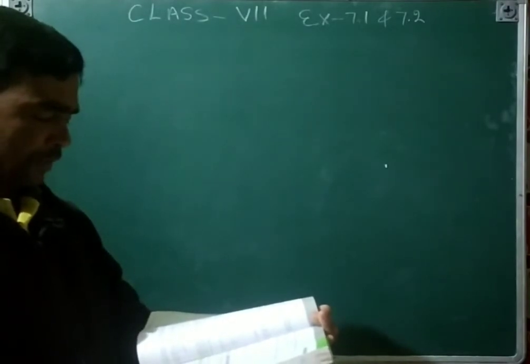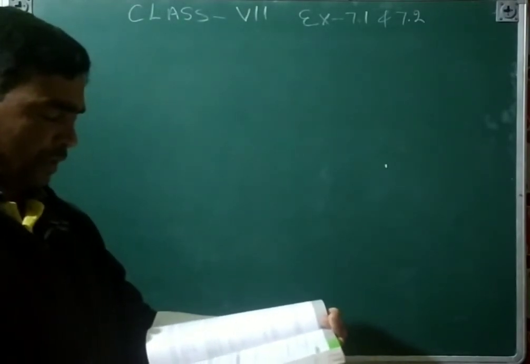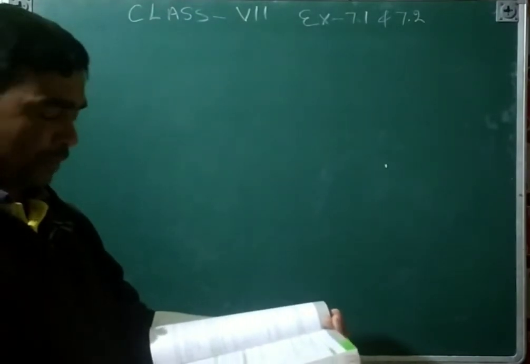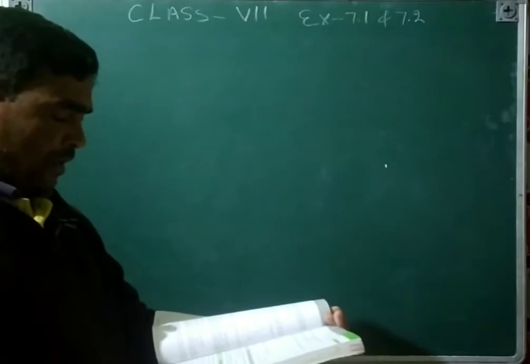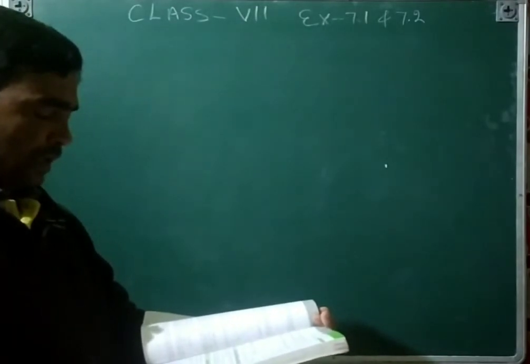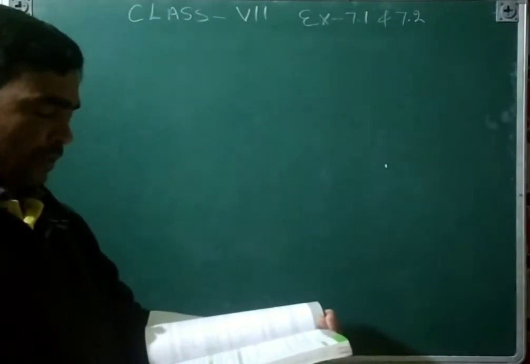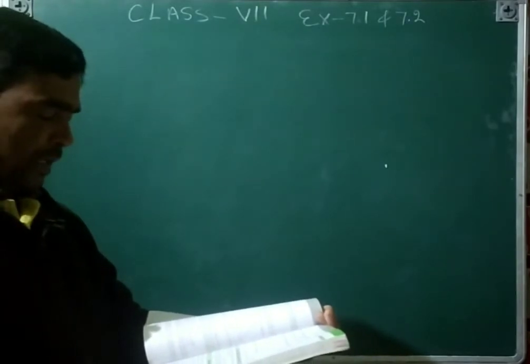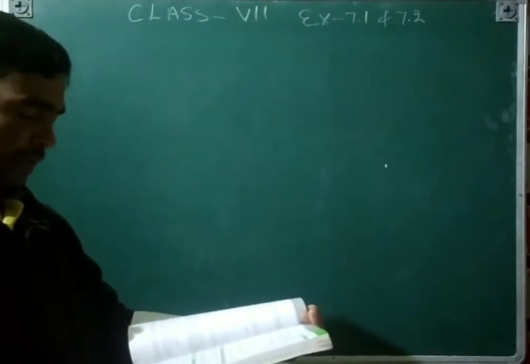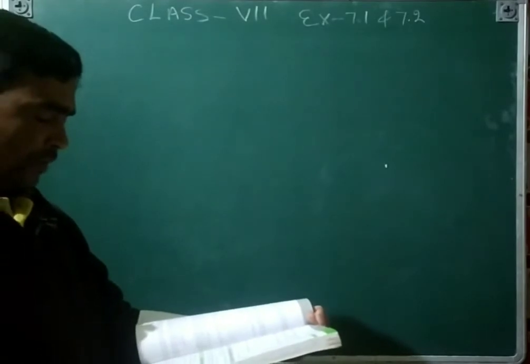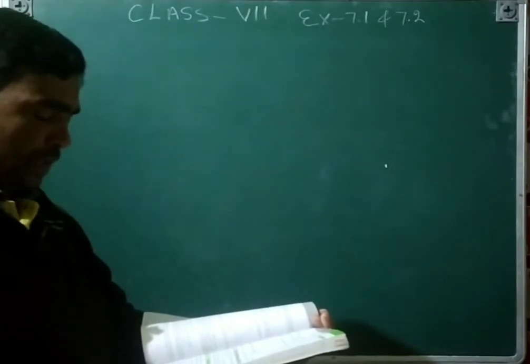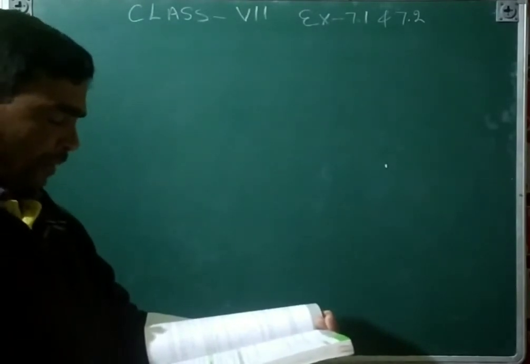First question, complete the following statements. Two line segments are congruent if their lengths are equal. Among two congruent angles, one has a measure of 70 degrees, the measure of the other angle is also 70. When we write angle A is equal to angle B, we actually mean that their measures are equal.